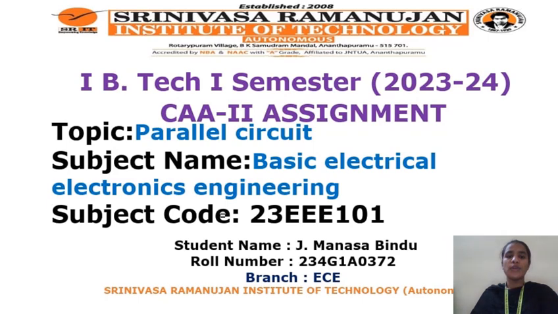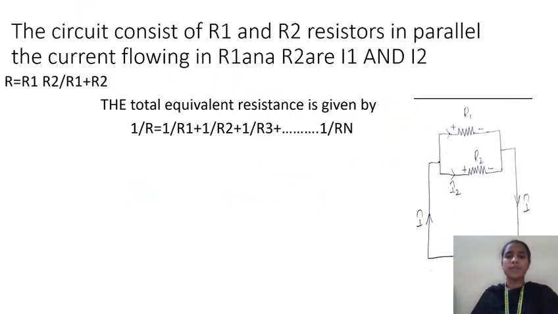Now I will explain about the parallel circuit. The circuit consists of R1 and R2 resistors in parallel. The currents flowing through R1 and R2 are I1 and I2. We can see the diagram: R1, R2, I1, I2. I means current, R is resistor, V is voltage. Plus is positive.